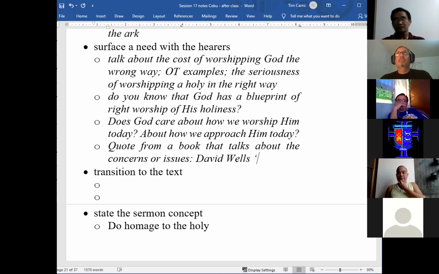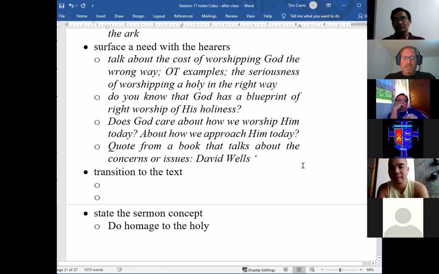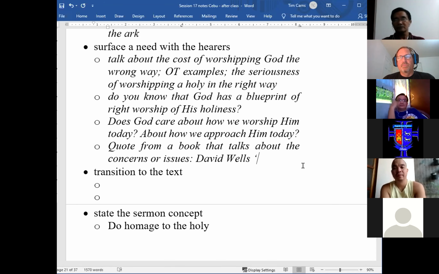I'll have to... I can't remember, but it's in my exegetical notes, because remember I told you guys before, it's helpful to be reading books on the topic. Like I mentioned R.C. Sproul's book on holiness, because as you're reading, he might say certain things or have illustrations that might be good to use in your introduction.